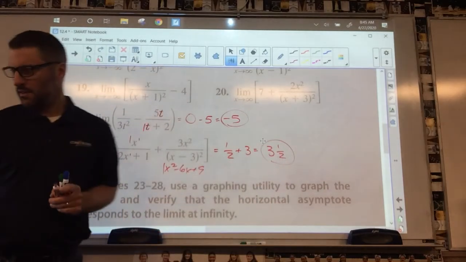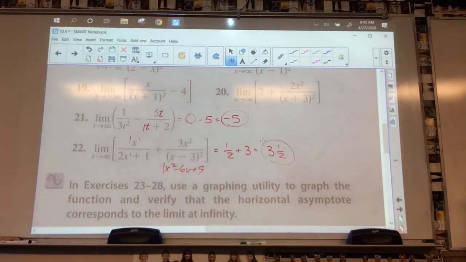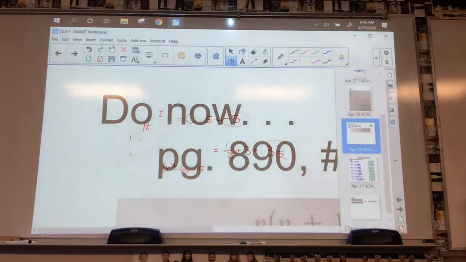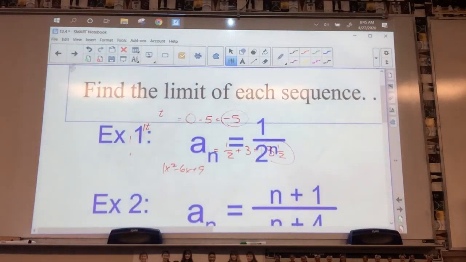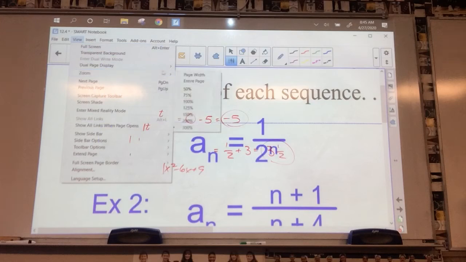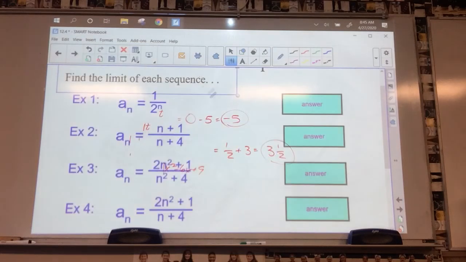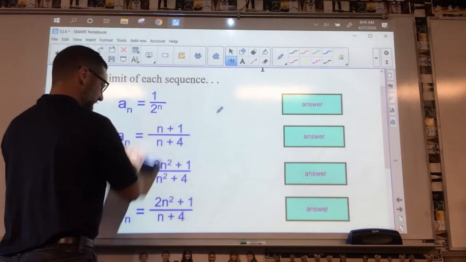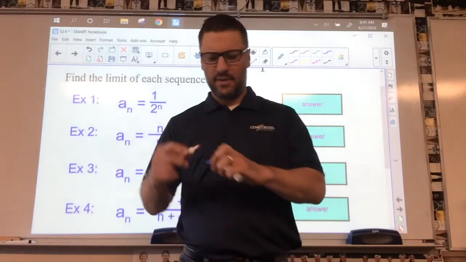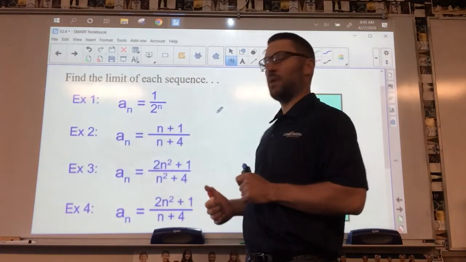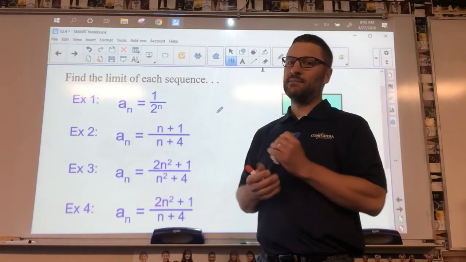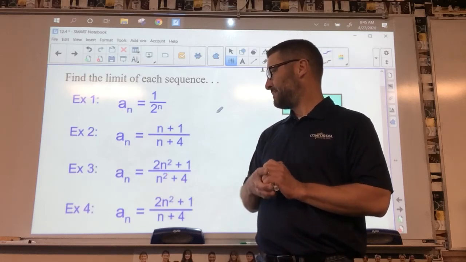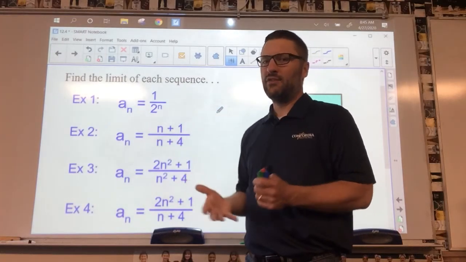Okay? Last thing here is number series. What we've done is we have also done these number series, this a sub n stuff, and you can find limits at infinity for the a sub n stuff too, and it works exactly the same. Now, sometimes you might use number theory to do it. You might not have a rule right there, but you can really think about it.